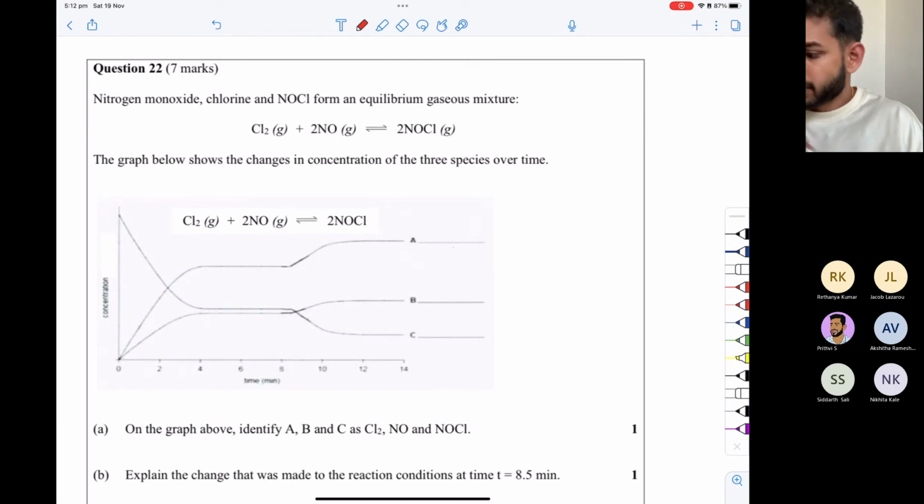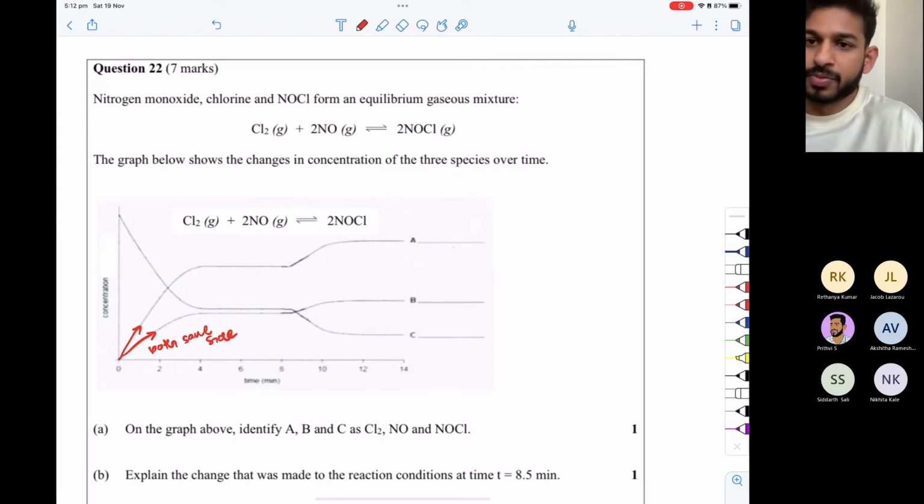Because like these two lines, they're coming from the same spot. Good. So from the same side, right? So when I see two lines that are increasing concurrently, they're both on the same side of the reaction, which tells me those two red lines are either Cl2 and NO.